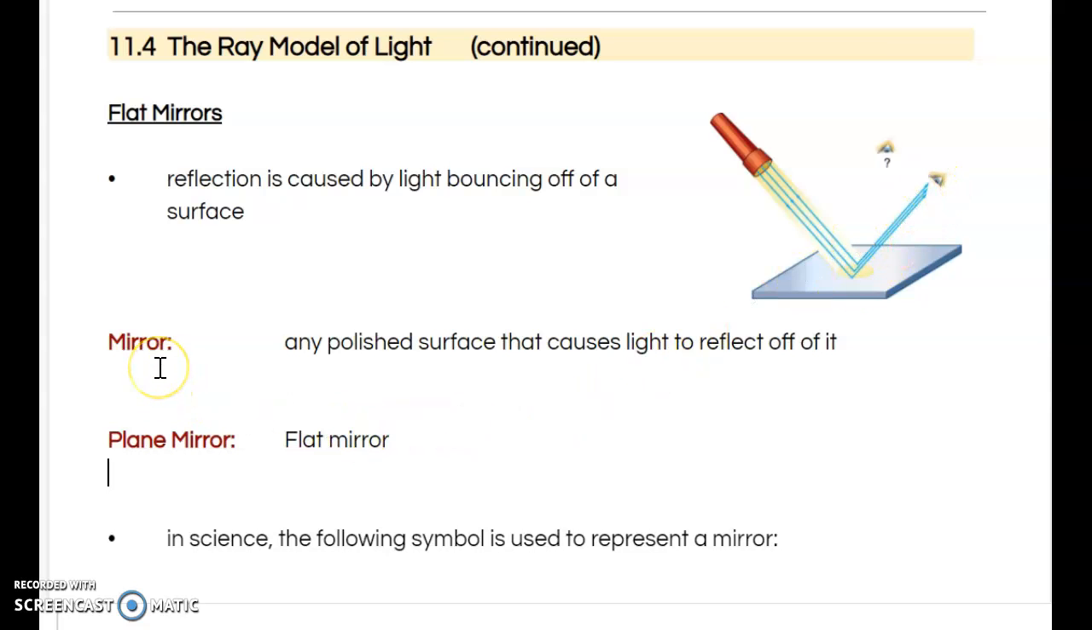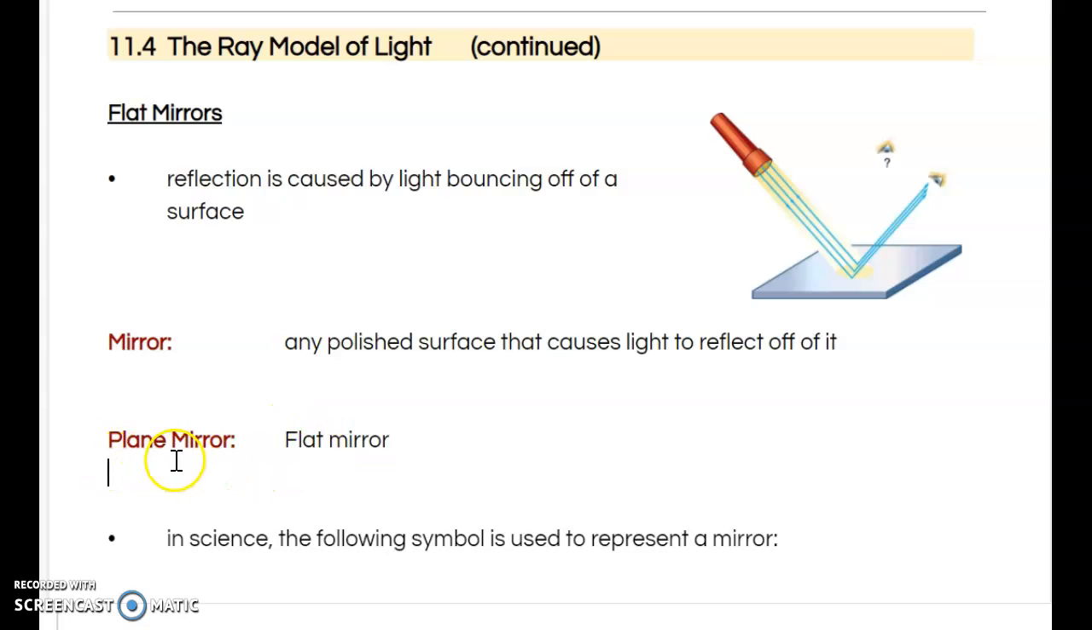Okay, a mirror is any polished surface that causes light to reflect off of it. Again, it doesn't necessarily have to be a typical mirror, but any reflective surface, anything that can reflect light. Okay, we also refer to the term plane mirror. Well, a plane mirror is just really a flat mirror.